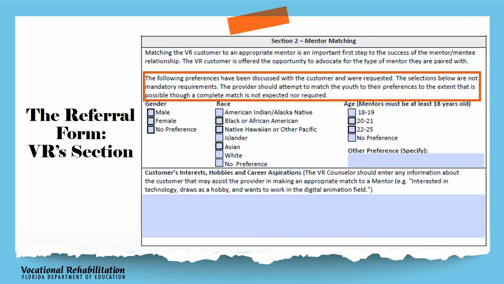The last section to be completed by VR staff is the customer's interests, hobbies, and career aspirations field. This section will provide information that may help the provider make a better match to a mentor. For example, if the counselor indicates that the youth is strongly interested in technology and likes to draw, the provider may try to pair the youth with a mentor with similar interests, rather than a mentor with interests in history.